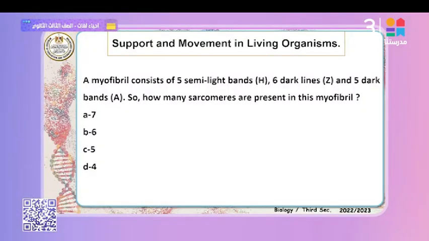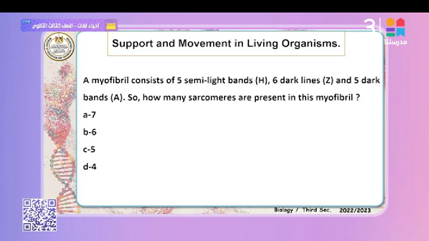Bisected by the simulated band, it's symbolized by H. The distance between 2 successive Z lines is called a sarcomere. The number of sarcomeres equals the number of dark bands A and the simulated bands H. The Z lines equal sarcomeres plus 1. The light bands I equal sarcomeres plus 1. That's right. A myofibril consists of one semi-lighted band H, 6 dark lines Z, and 5 dark bands A.